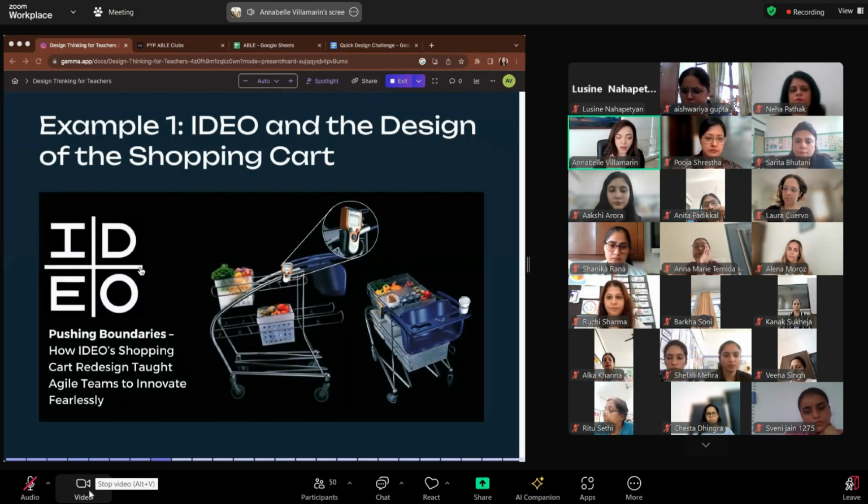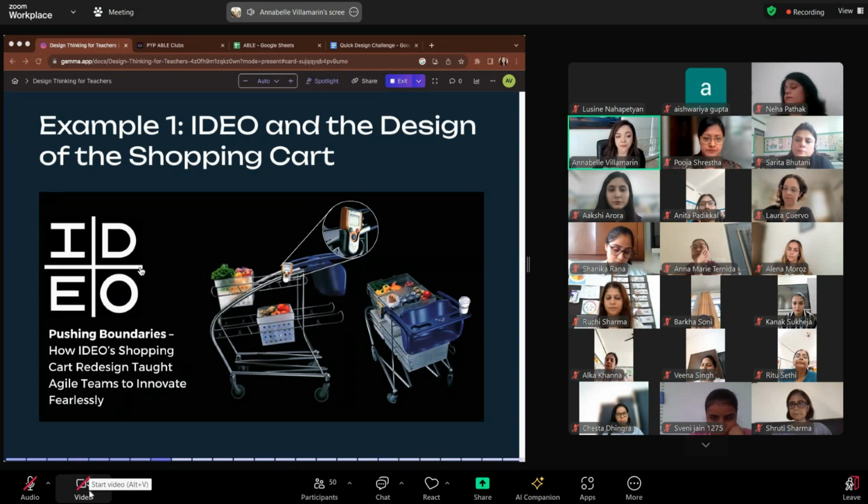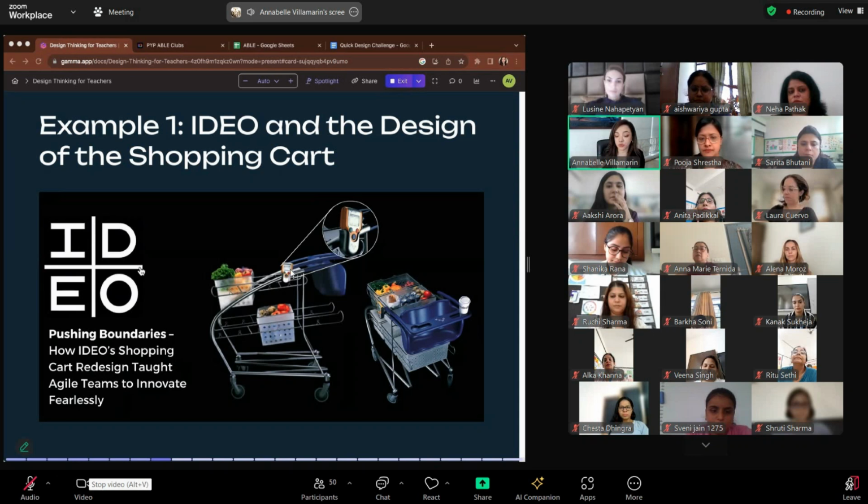This is from IDEO. IDEO is a global design firm. They went through the design thinking process. The problem that they were trying to solve here was safety, convenience, and theft. So they were redesigning a shopping cart. After brainstorming, they had so many prototypes. But when they had the prototypes tested, they collected feedback. And from the feedback they collected, they recreated their prototypes, and now we have this revolutionized and safer design for a shopping cart. So that is from IDEO in the US.